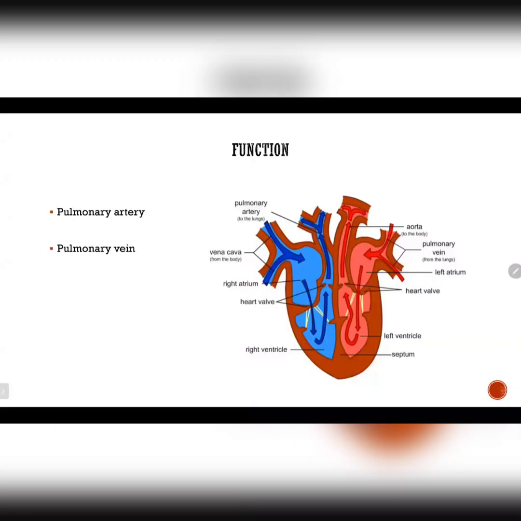So you know the function already. Just know which vein carries oxygenated and which carries deoxygenated blood, and you can include that in your answer. Now, the bronchial artery will provide nourishment to the bronchi themselves and to the lung parenchyma.